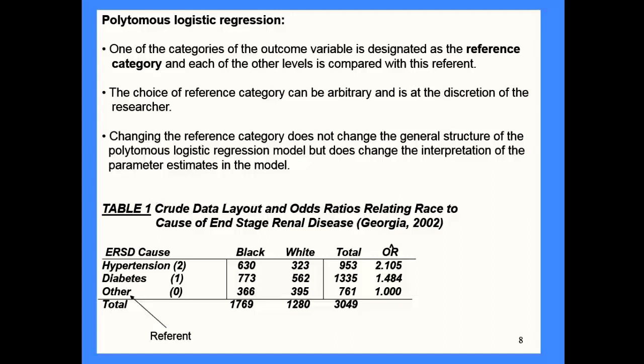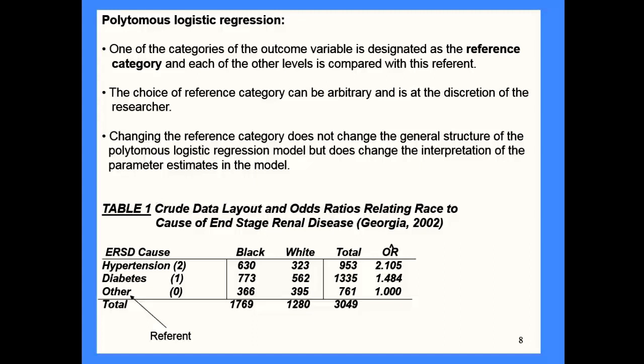So it's a 3x2 table, and you notice that in addition to that, on the very right-hand side, I've got these estimated odds ratios. So what are these odds ratios? See the 2.105? What's that odds ratio? How do you think that's calculated? Well, odds ratios in a 2x2 table, AD over BC, right? That's the usual formula.